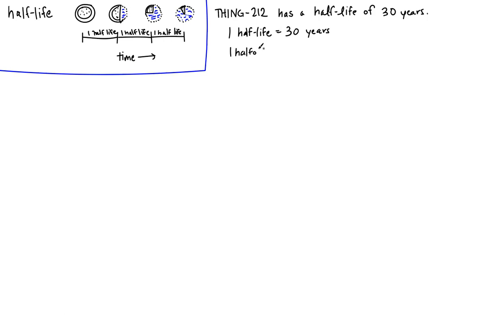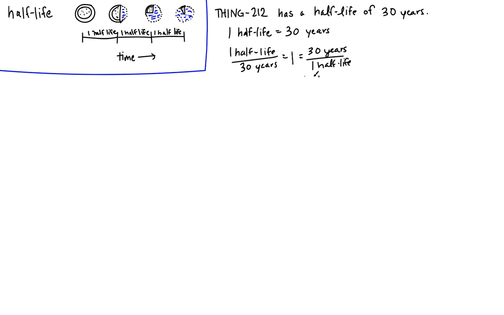One half-life divided by 30 years equals 1. And then we can do the same thing, but flip it. So we can do 30 years divided by 1 half-life. So now we have two conversion factors, which is lucky because I'm going to give you the rest of the problem now.